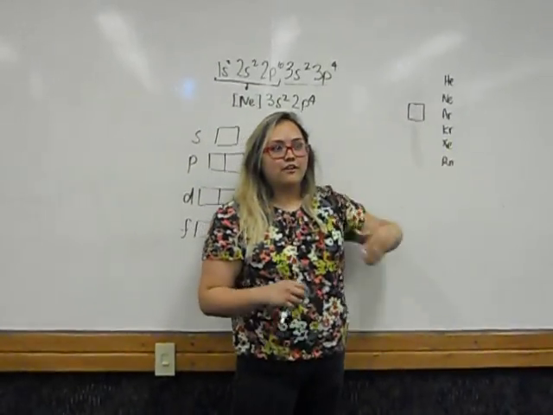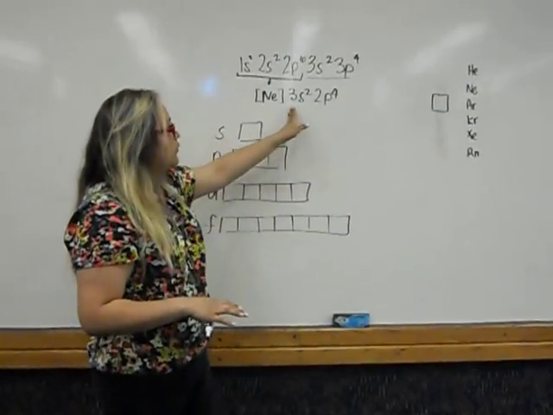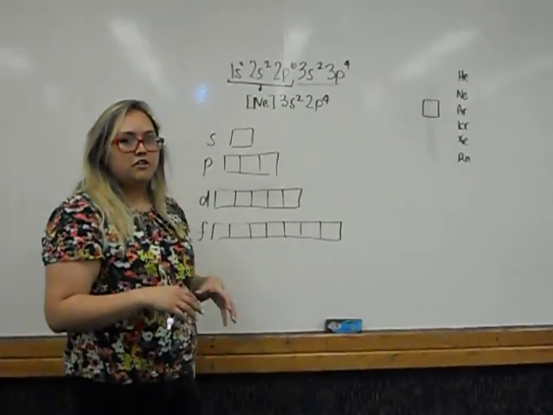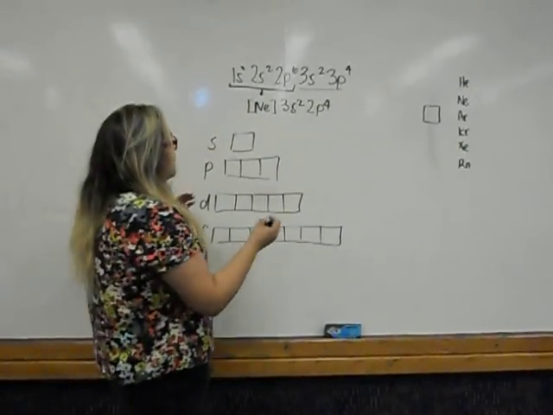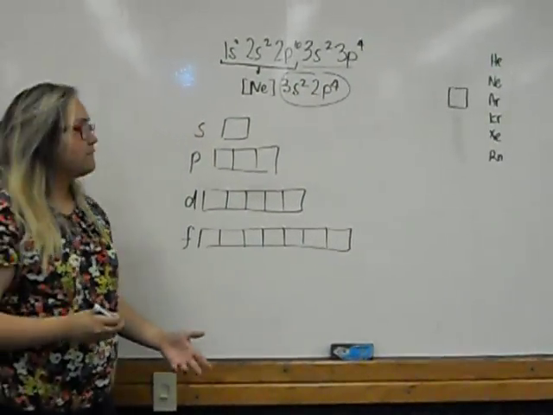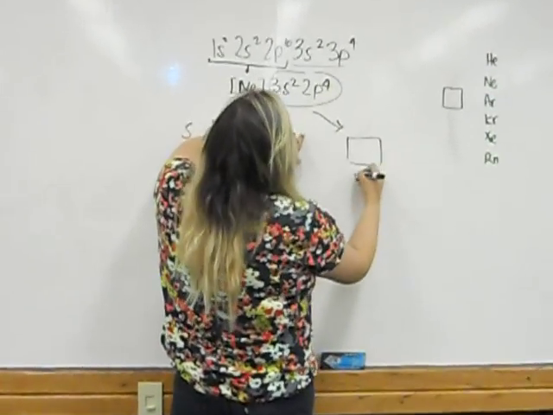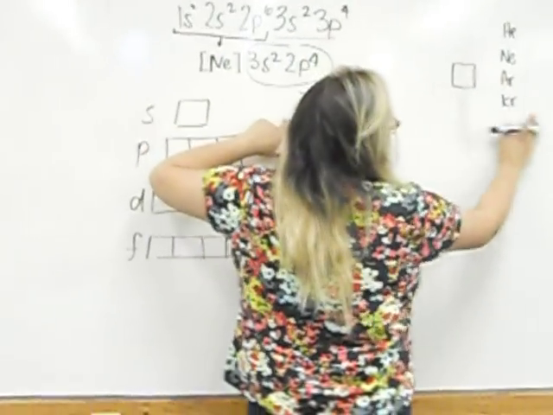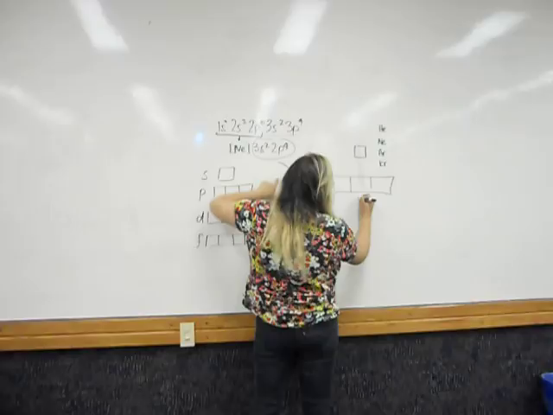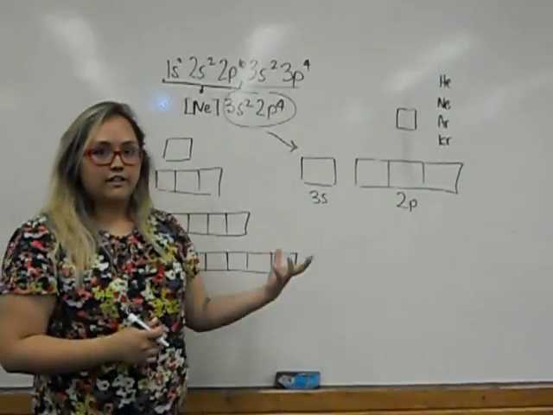Our noble gases are inert. They don't want to do chemistry. So wherever you start seeing electrons that are not like a noble gas, those are going to be your valence electrons. So our valence electrons here are these. If you want to see the box diagram for this, we're going to draw a box for the 3s and for the 3p. So we have 4, 5, 6 electrons that are valence.